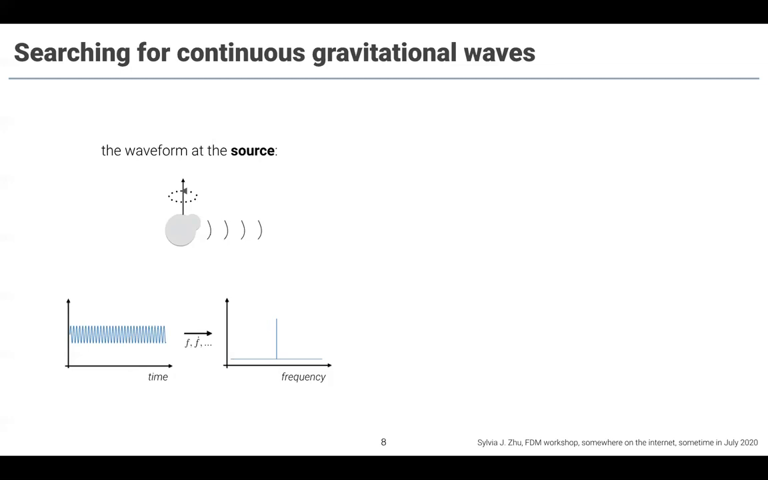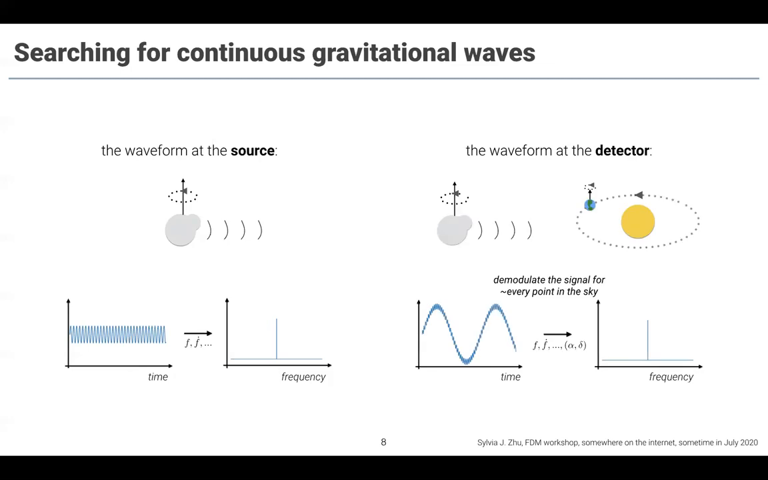Of course, in real life, it's not that simple, because the Earth is rotating, and it's also orbiting around the sun. So all of this extra motion creates a Doppler modulation pattern. This Doppler modulation pattern will change the frequency that you're detecting or that you're looking for from your source. And this Doppler modulation pattern is different for every single point in the sky.